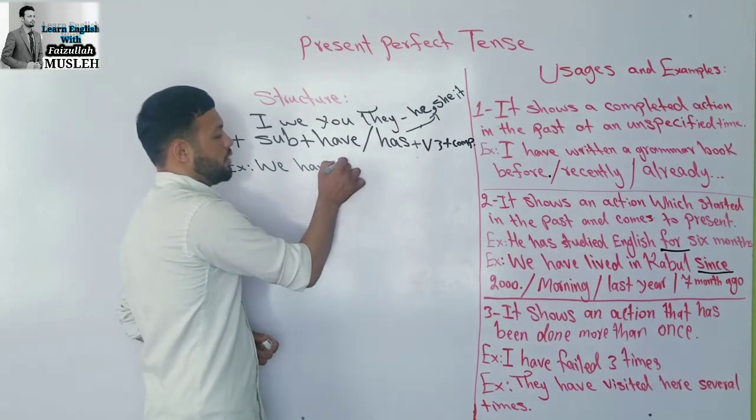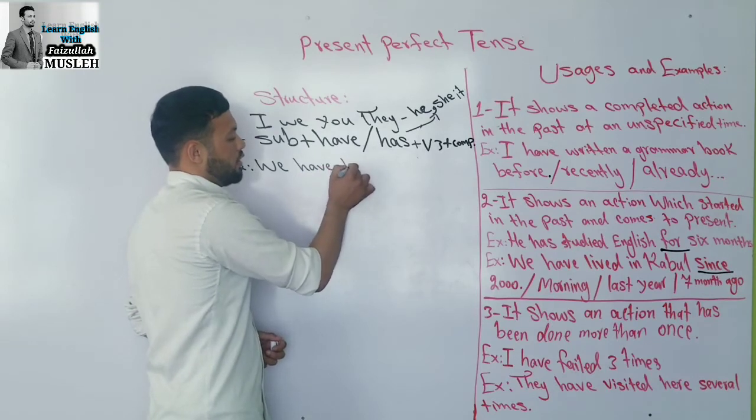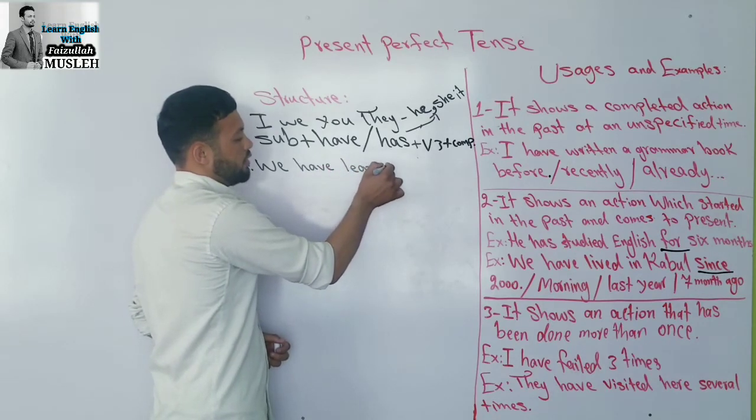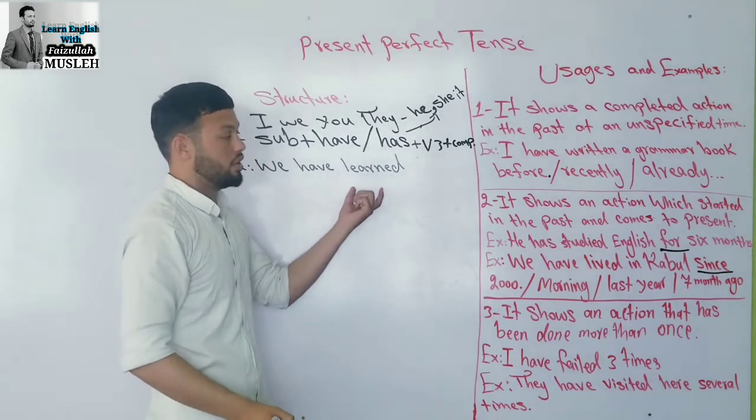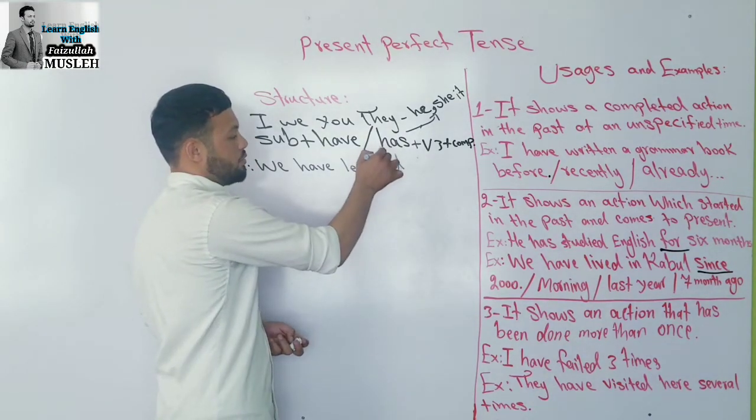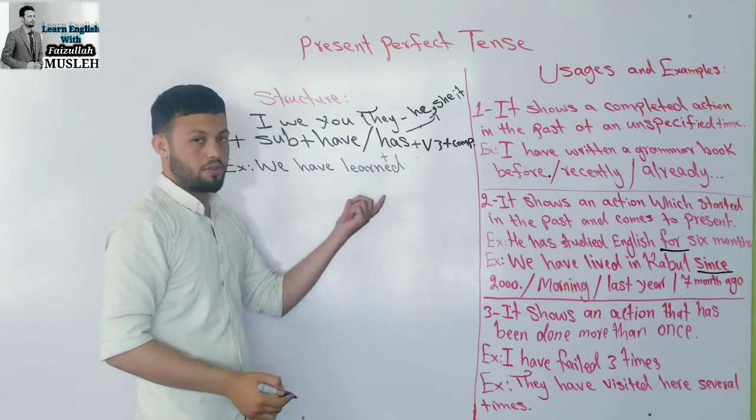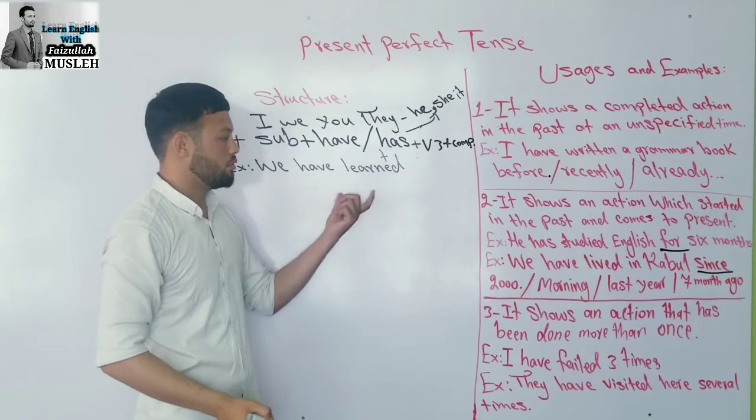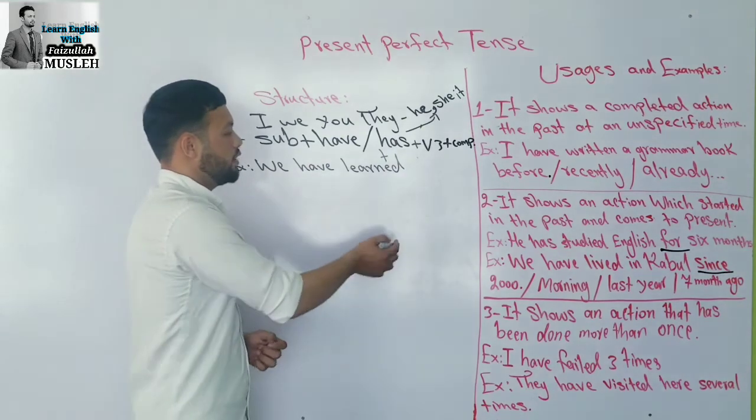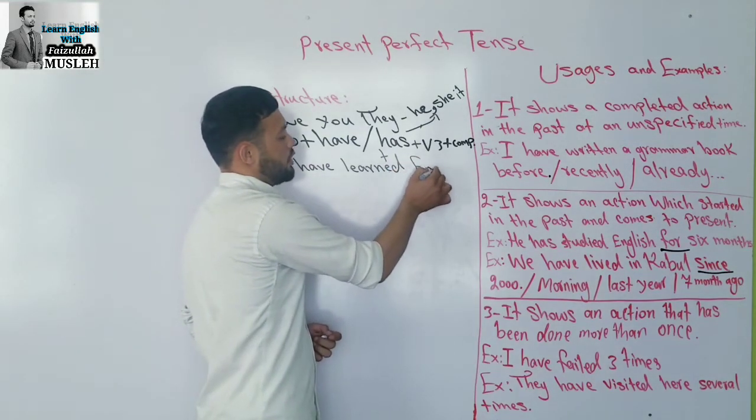For example, learn. Now learn, learned. It becomes learned. It can become learnt too. But learn, both of them are correct. Whichever you want, you can use it. We have learned, for example, English.